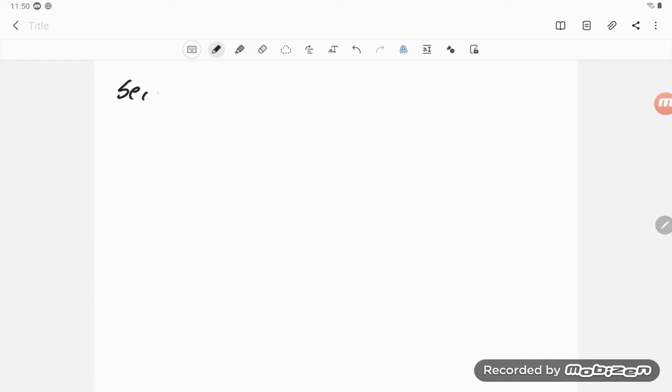Okay, this is section 5.1, Constructing Complex Numbers.